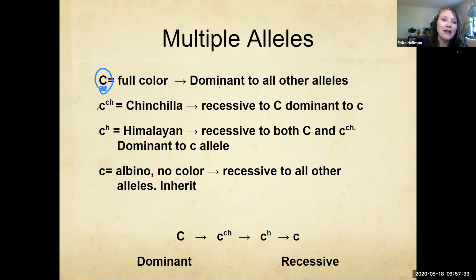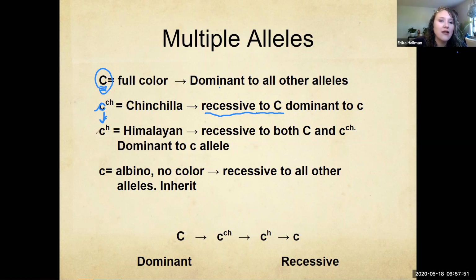Then we have little c. So I'm going to draw this as a cursive little c. We have little c with a superscript CH. That's going to represent chinchilla. It is recessive to C. All right, it's recessive to C, but it's more dominant than the alleles underneath it.